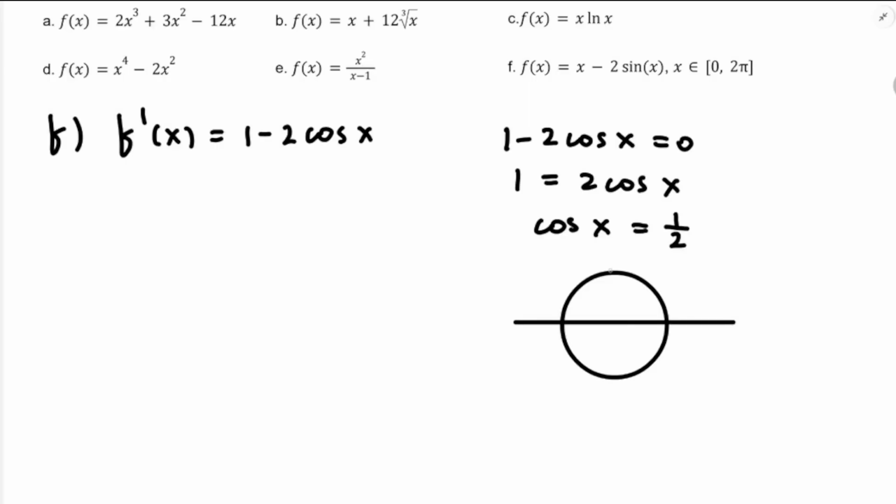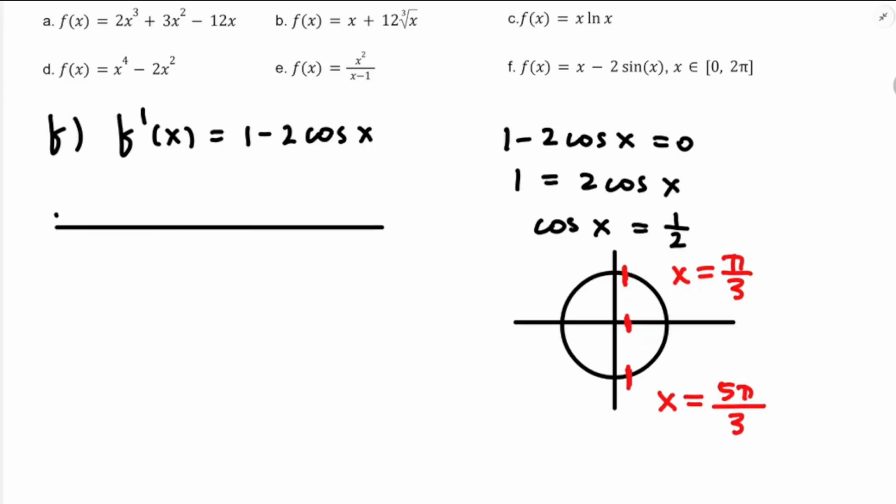Okay, thinking about where on the unit circle cosine would be positive 1/2. That would be over here, not very far over, right? Because 1/2 is the smaller leg of a 30, 60, 90 triangle. Okay, and I've got, in these places, x equals pi over 3 and x equals 5 pi over 3. So I'm going to mark off these pi over 3 and 5 pi over 3.